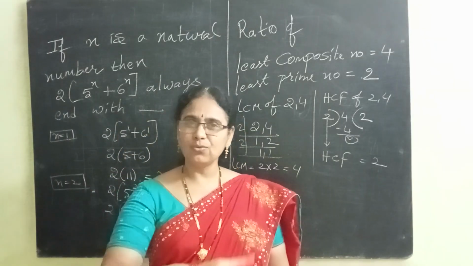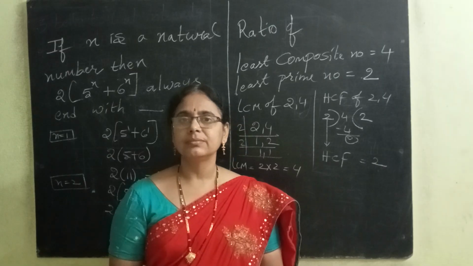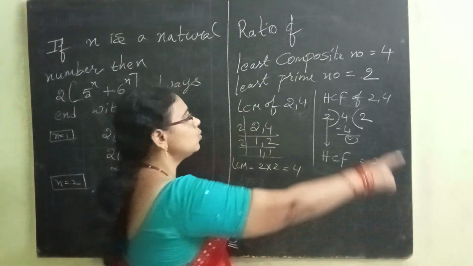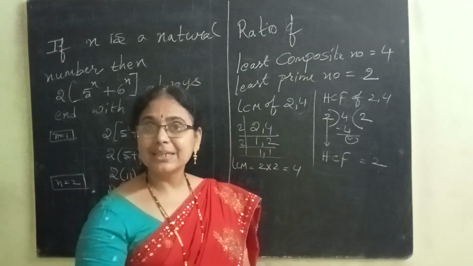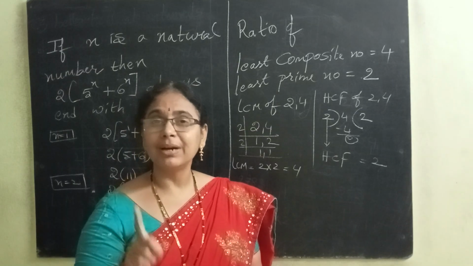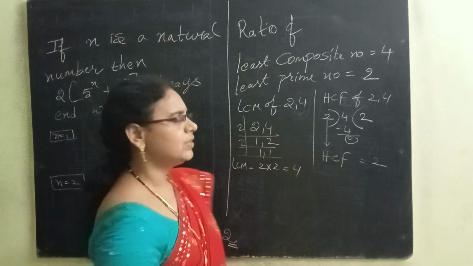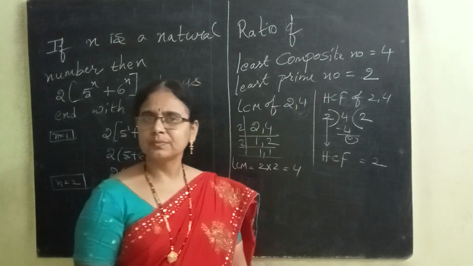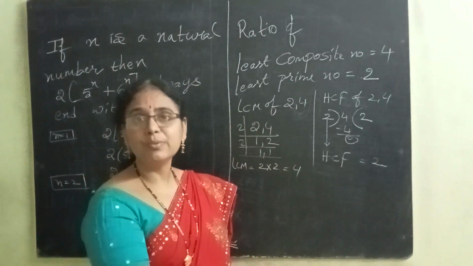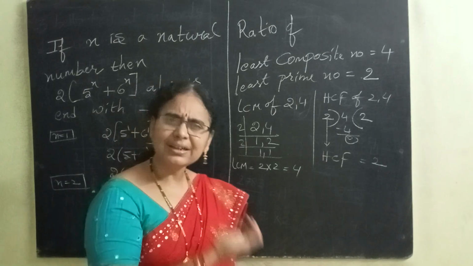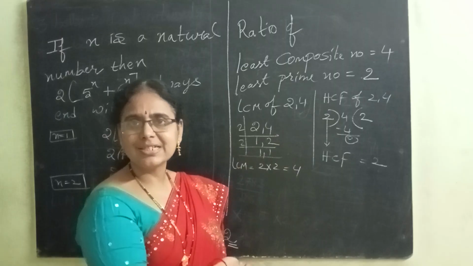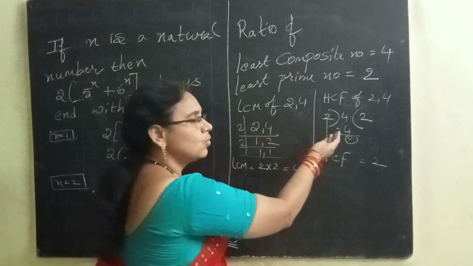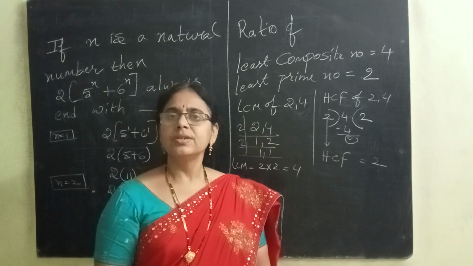Is it required to do prime factorization and the division method? Not required for this question. Why? Because with 2 and 4, 4 is a multiple of 2. When the greater number is a multiple of the smaller number, we can directly write the greater number as the LCM and the smaller number as the HCF. Did you understand? Here 4 is a multiple of 2, it is in the 2 table. So the greater number is the LCM and the smaller number is the HCF, without going through prime factorization or the division method.